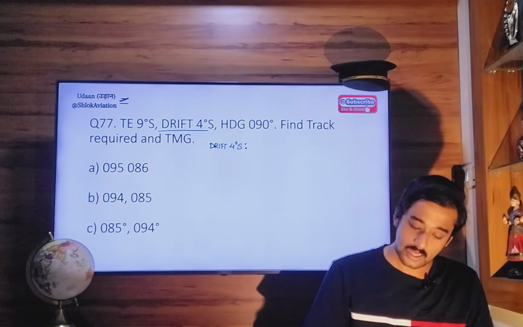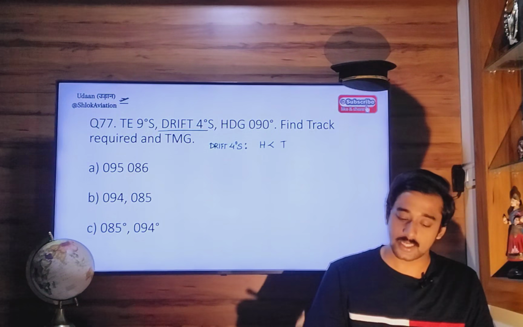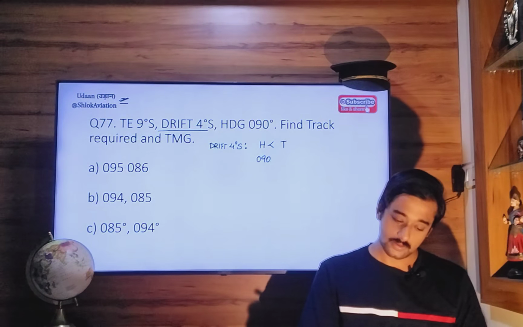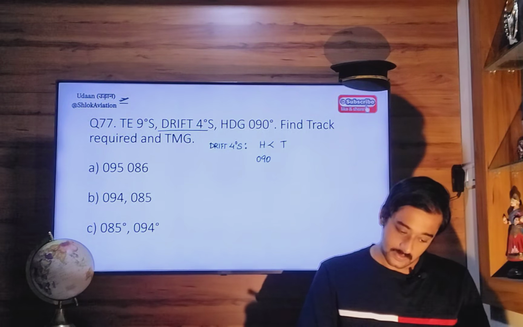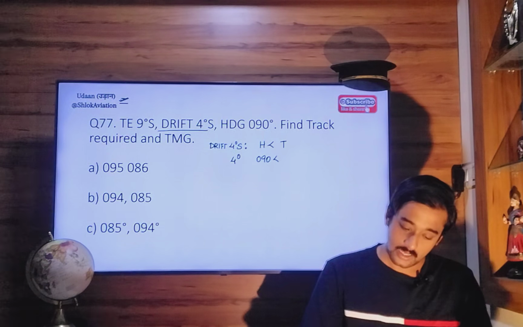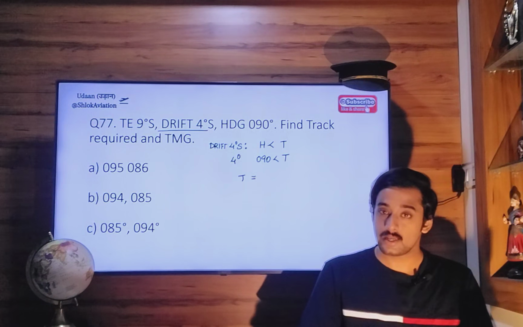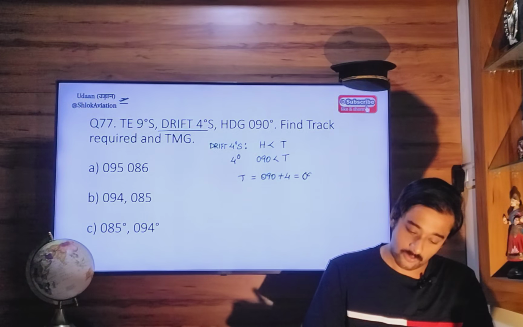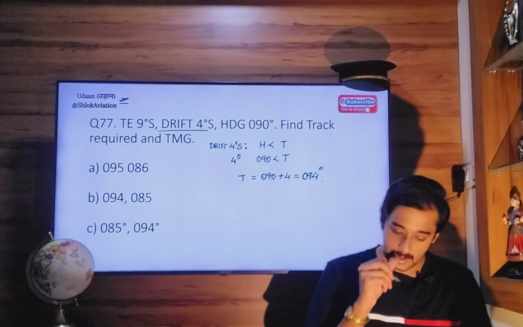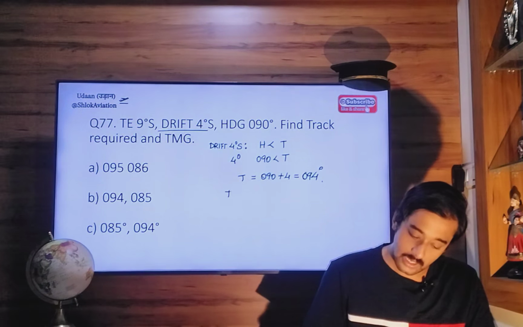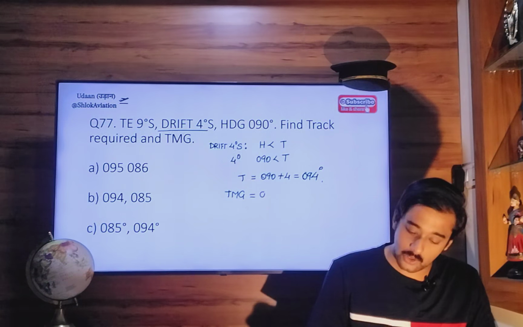When drift is starboard, the heading of your aircraft will be less than the track. Okay. So heading is 090 and this is 4 degree. So track will be more than heading, 090 plus 4, that is 094 degrees. Okay, this will be your track. Now this track that we are talking about is track made good, 094.